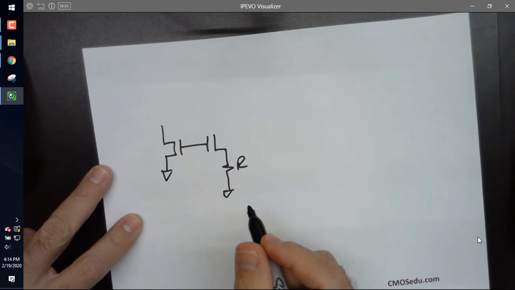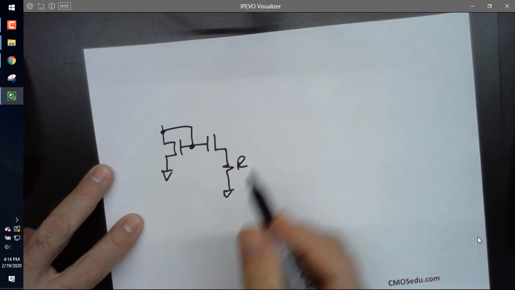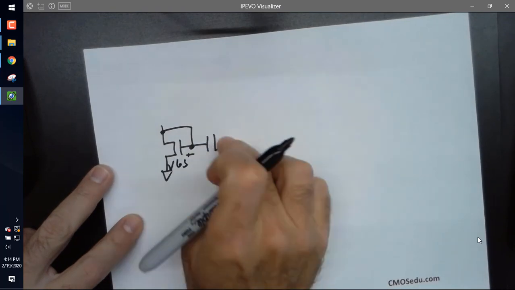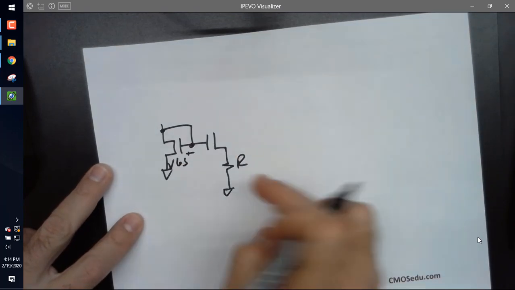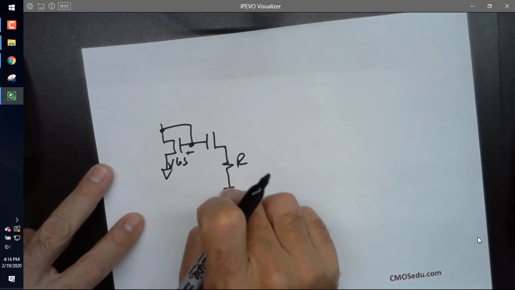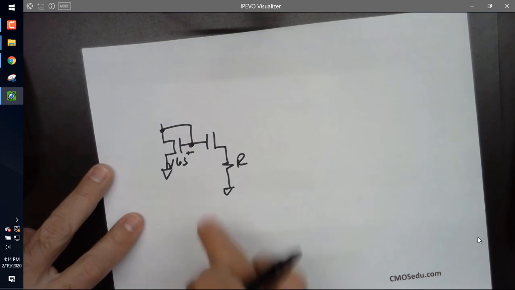And of course, if I have a current mirror here, and this generates a VGS, if I make these two the same sizes, the only way that this current and this current can be the same is if this node is at ground. But if this node is at ground, then no current's flowing in the resistor. That's bad.